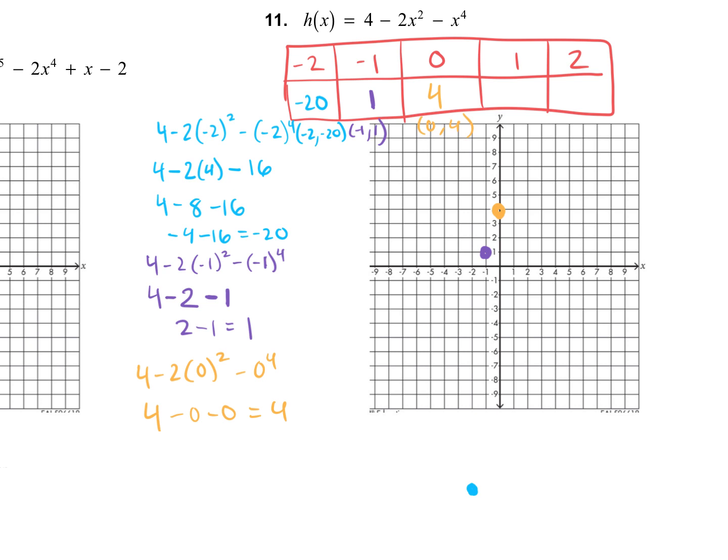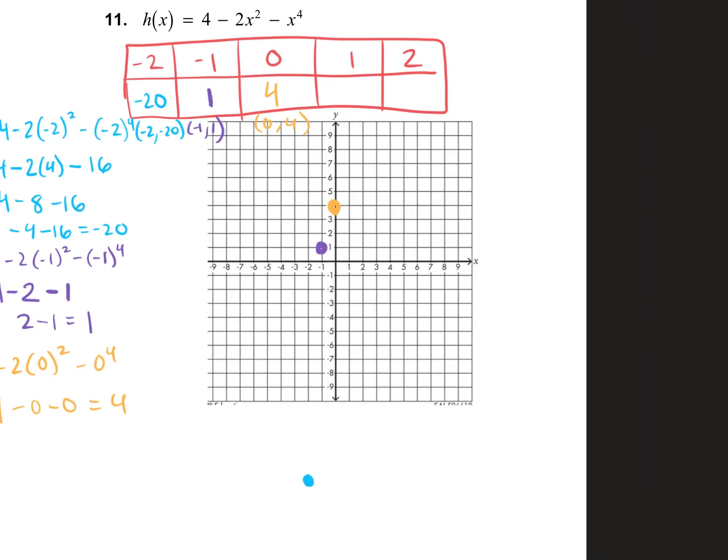What's next? Plug in 1. So we have 4 minus 2 times 1 squared minus 1 to the 4th power. 4 minus 2 minus 1. 4 minus 2 is 2, and 2 minus 1 would be 1. So my next point is 1, 1. For the right one, up 1.